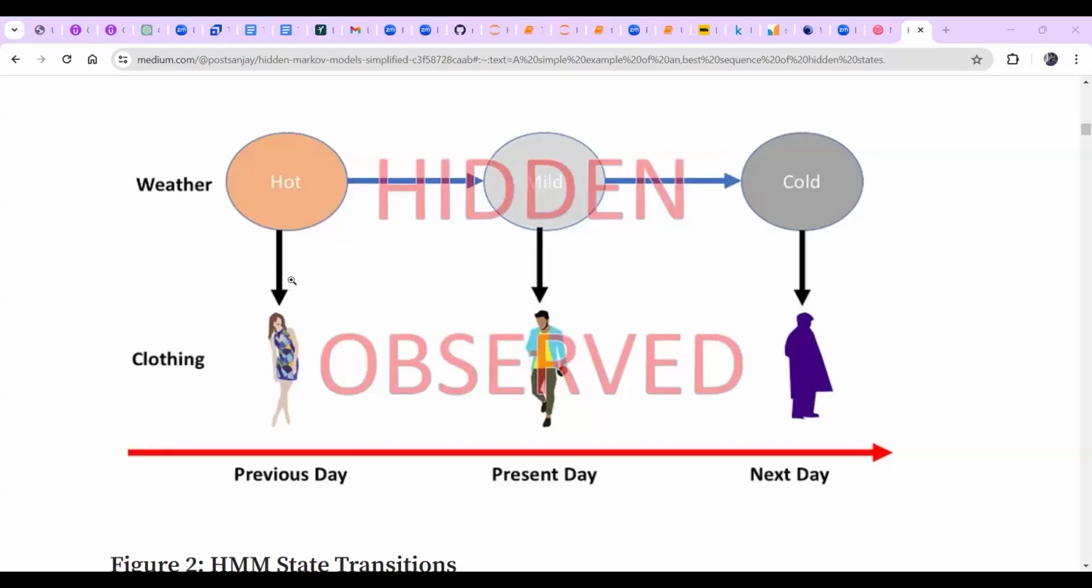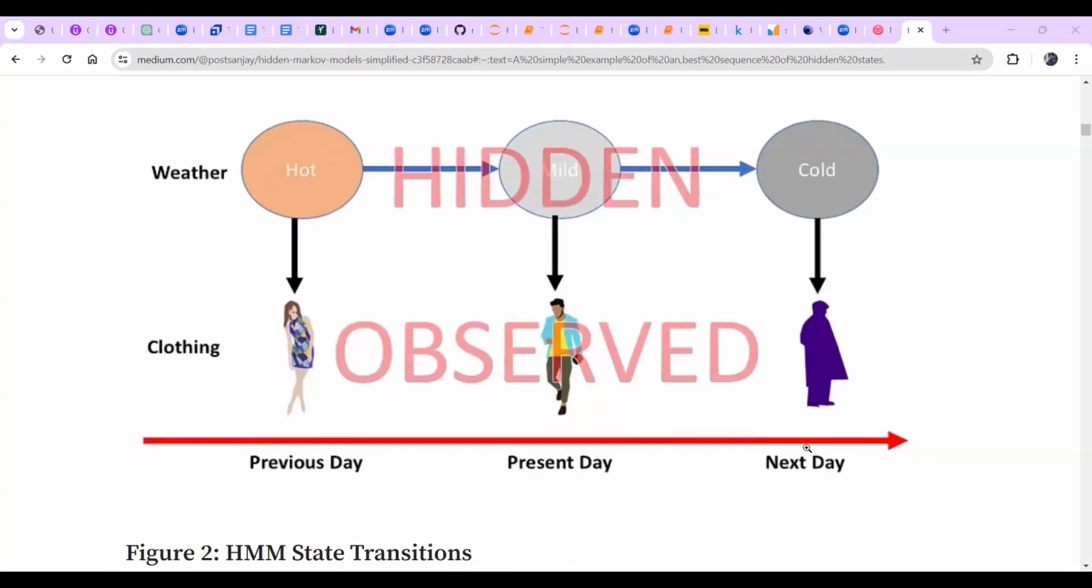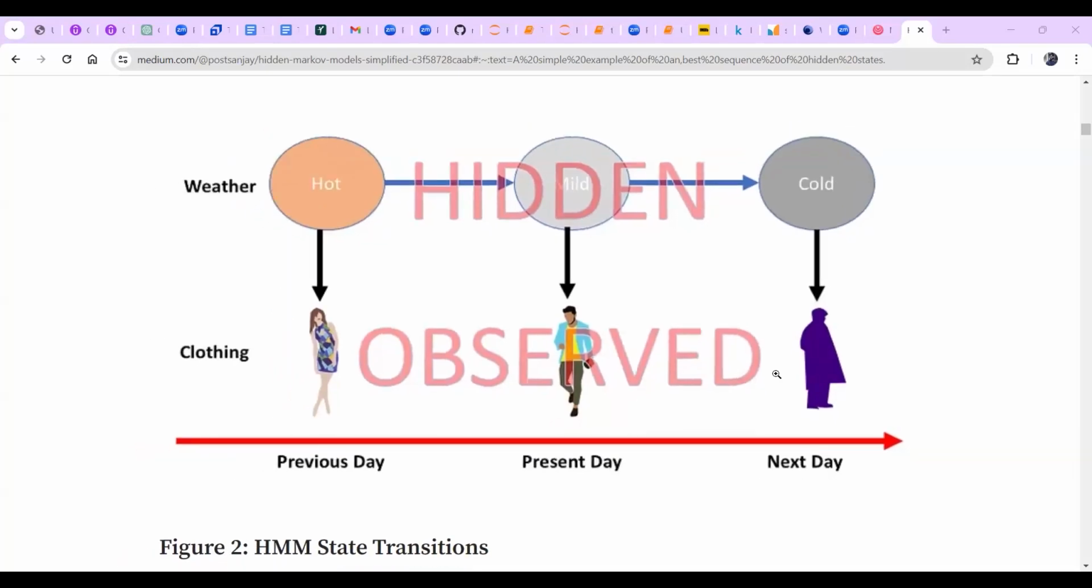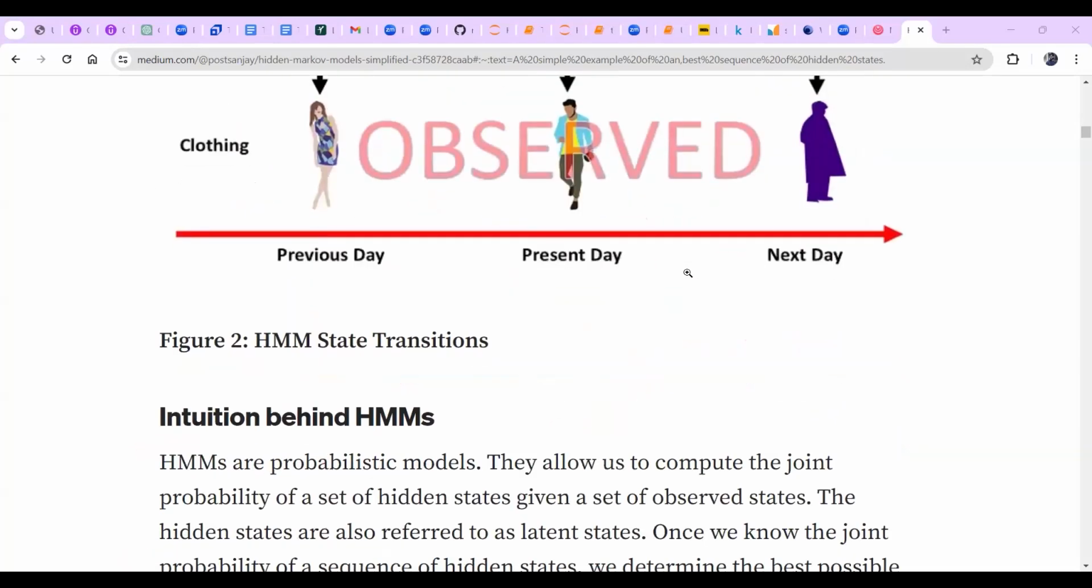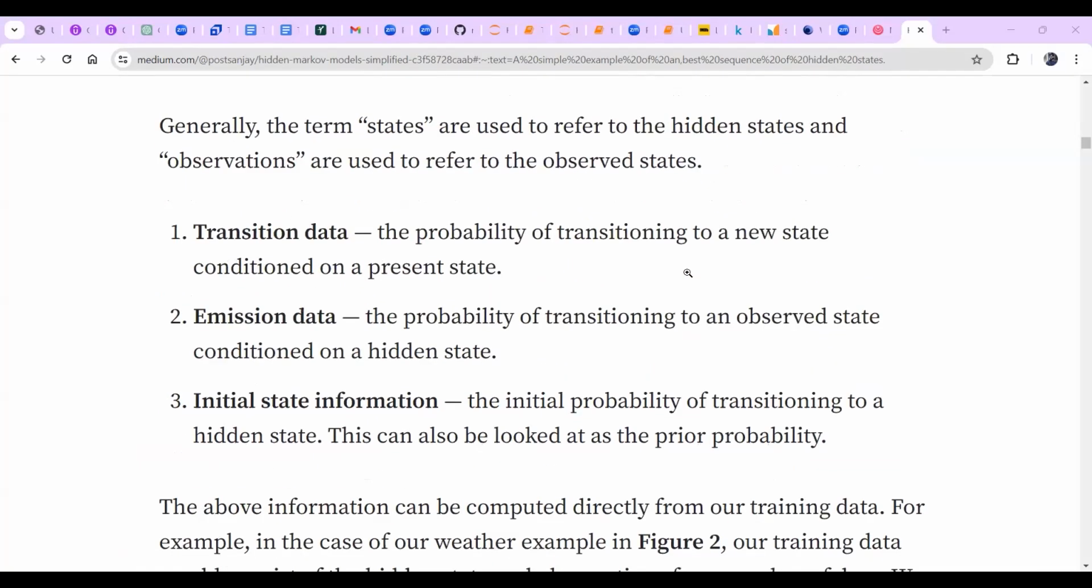So now let's say you know that for the previous day it's hot, for the present day it's mild, and for the next day you have predicted cold. Based on that, if the next day is going to be cold, what will be the suitable clothing that the person will wear? That's what we are saying. This is the observed thing, and this is the hidden thing. Okay, and now you'll find out all the probabilities.